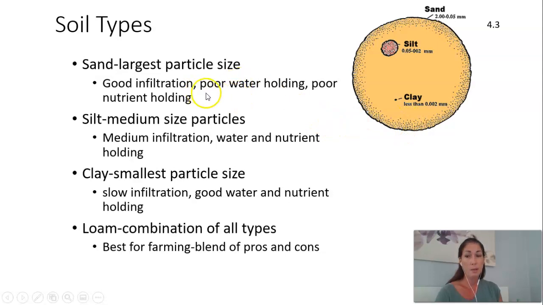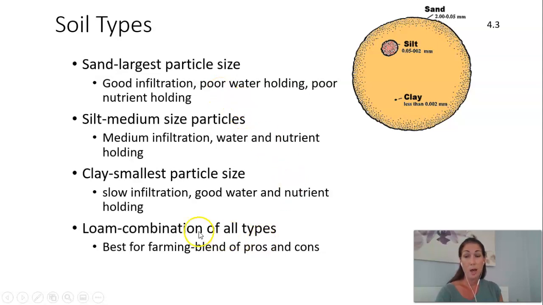So with sand being the biggest particle size, what that means is water moves through it really, really easily. Now, that means that sand is not very good for farming, because you need to have water in your soil so the plants can absorb it. So while sand has a lot of movement, it doesn't hold on to nutrients and it doesn't hold on to water.